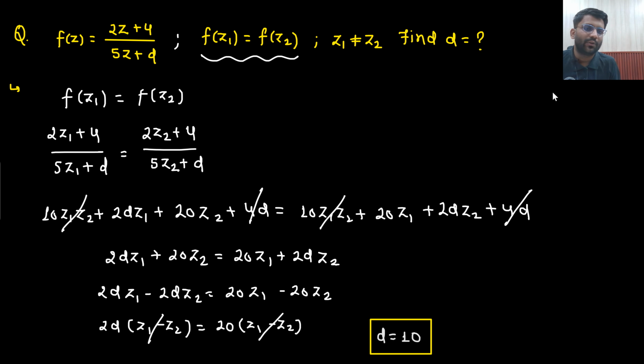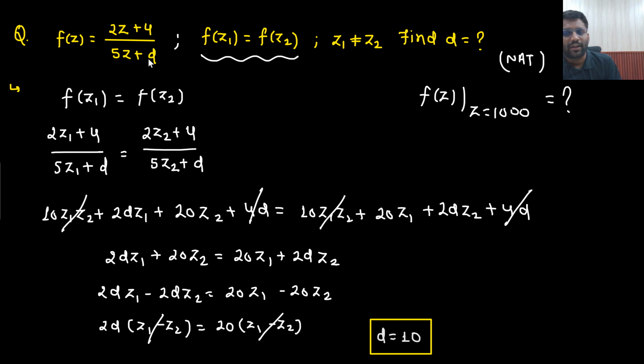Then f of z is equivalent to what? The answer would be this, 2 by 5. In numerical answer type, I would not ask the value of d. I would ask, then f of z is equivalent to what? What is the value of f of z? Or I would have asked what is the value of f of z at z equals 1000?